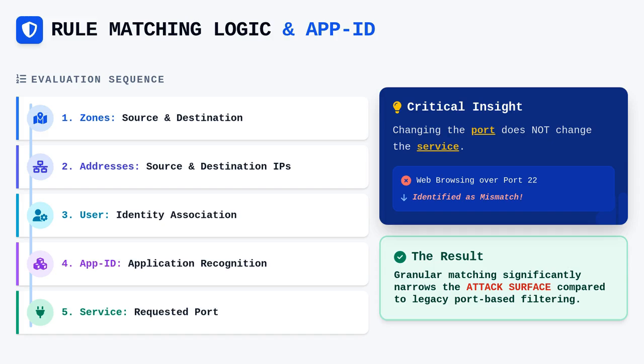If your policy specifies SSH but the traffic is actually web browsing tunneled over port 22, the security policy will correctly identify the mismatch. By leveraging this granular matching, you narrow the attack surface significantly compared to port-based filtering.